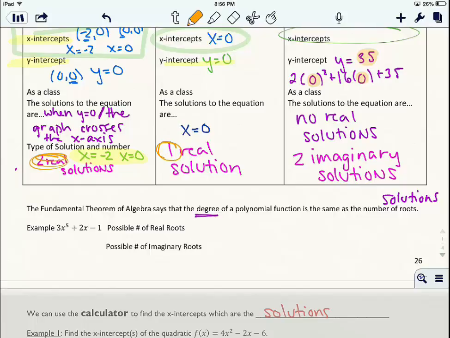And if that bothers you, don't worry about it. We'll talk about it later. And then this one had 2, but they weren't real. They were imaginary, because imaginary solutions come in pairs. Just follow along with this part. Don't worry, we'll talk about it later if you don't understand.